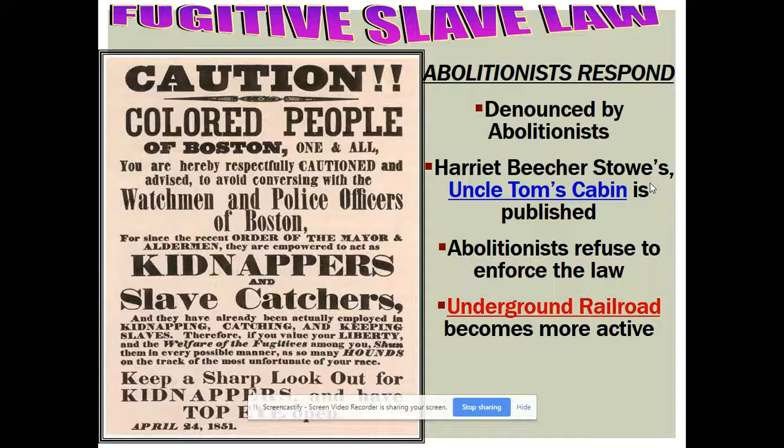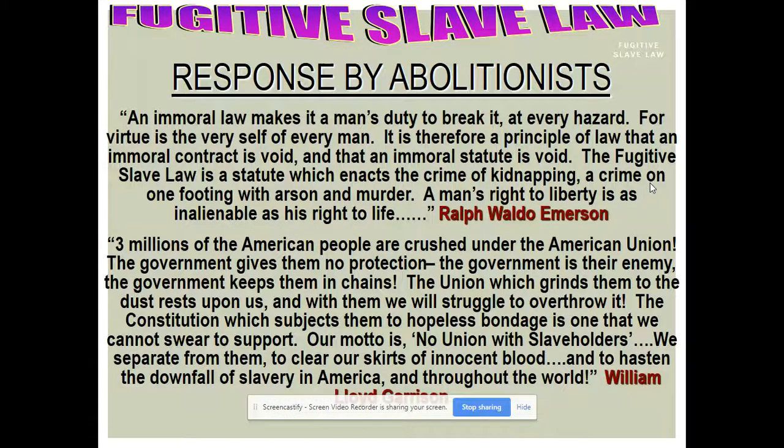The Underground Railroad is going to increase as more and more people are willing to help runaway slaves. Abolitionists refuse to abide by the Fugitive Slave Law, so Southerners are angered about it. They're more distrustful of the Northerners. Northerners are more distrustful of these Southerners, and it's just going to compound on each other.